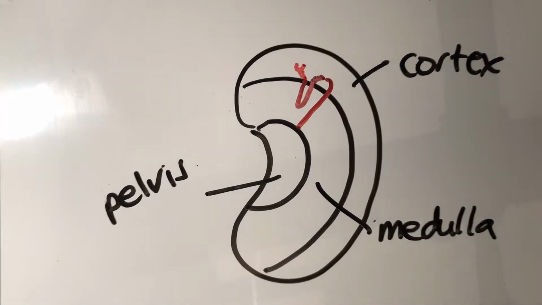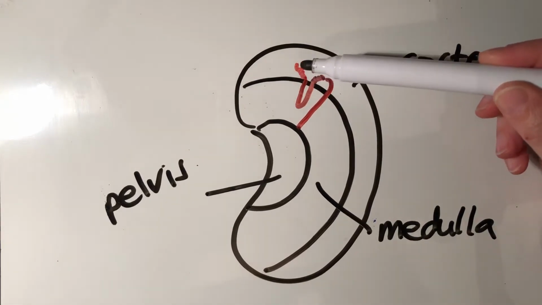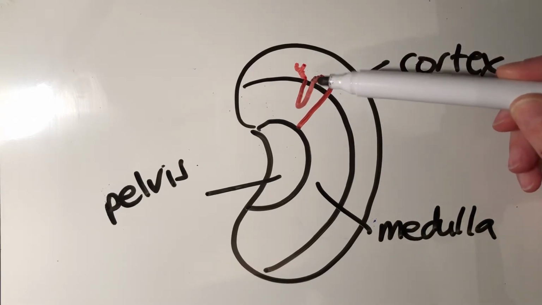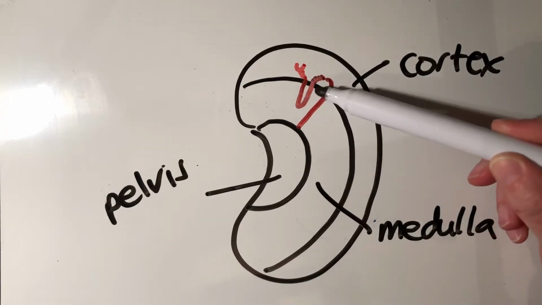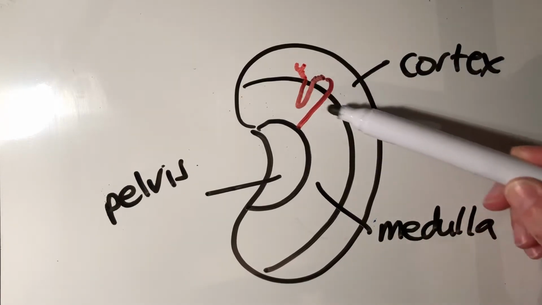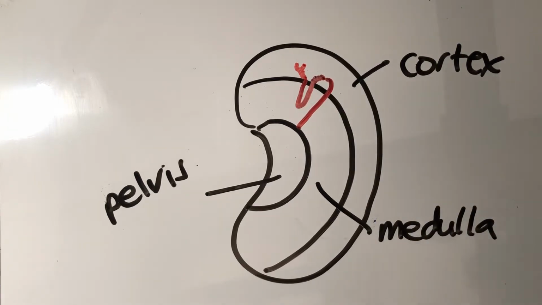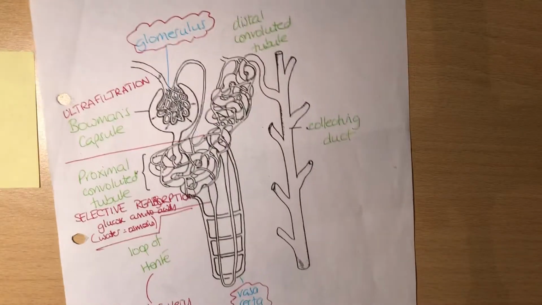We're back, and I realised when I watched the tail end of that video, I made a little bit of a mistake. Obviously, when I was talking here, I meant that this was the Bowman's capsule. So Bowman's capsule, proximal convoluted tubule, and the distal convoluted tubule are all in the cortex, but the loop of Henle and the collecting duct are the only bits that stretch down into the medulla region. So that brings us back to here.